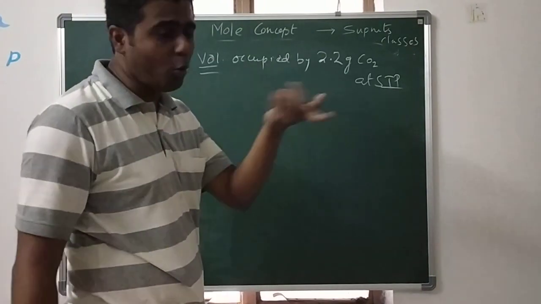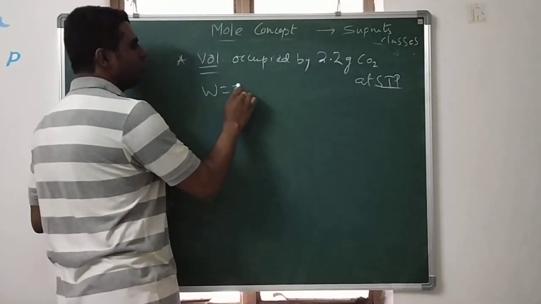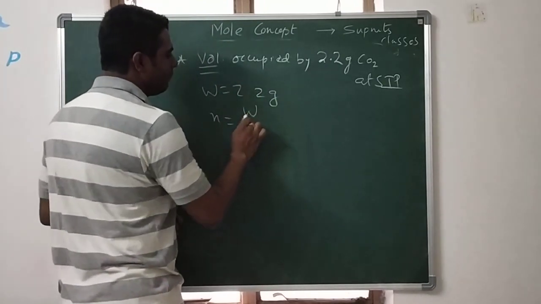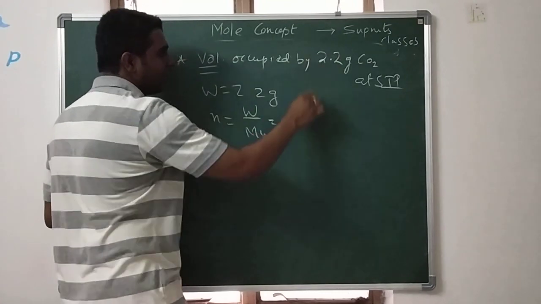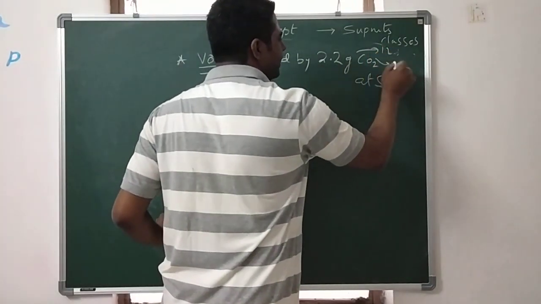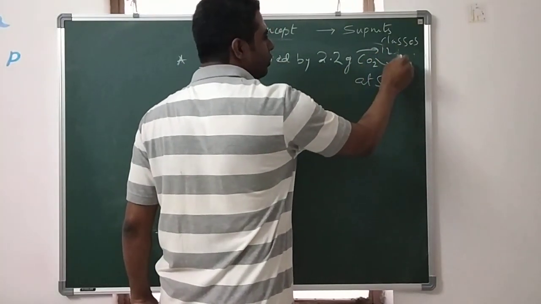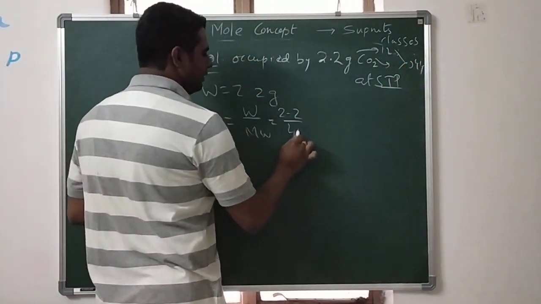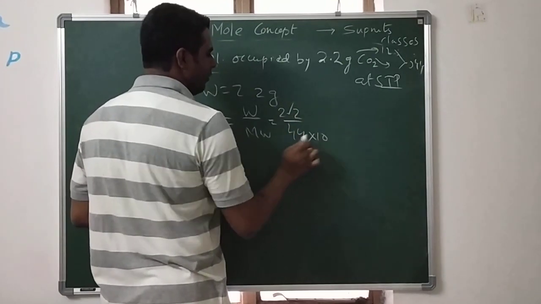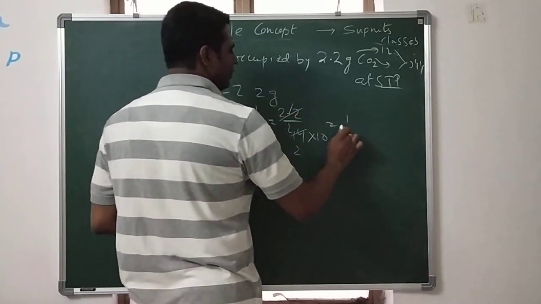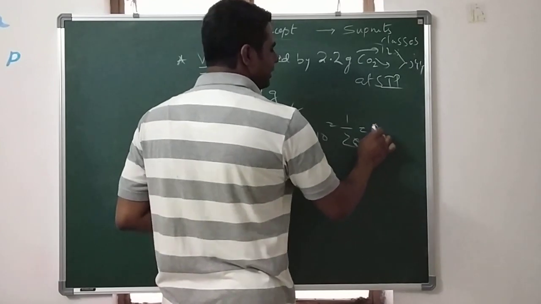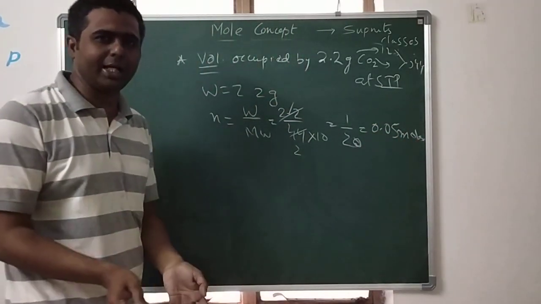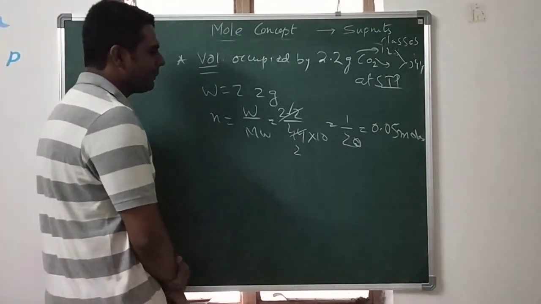Remember, the junction is mole. What is given? Weight, 2.2 gram. Where do we have to take it? To moles. n is equal to W by molecular weight. What is the molecular weight of CO2? This is 12, this is 32, right? 16 into 2. So the total will be 44. 2.2 by 44. Remove the point, put a 0. 2, 1 by 20. How much is 1 by 20? 0.05 moles. So we got the moles. We have come to the junction, Dum Dum Junction.